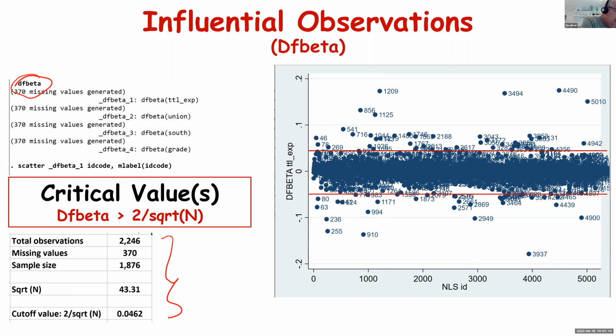because the observations in this data set started, you might recall, with 2,246. Then we had 370 that were missing values. So our final data set was 1,876. And that's the number you use to calculate a critical value here. Russ will go into that some more, because people debate what's the right critical value. This usually is just about where it is.